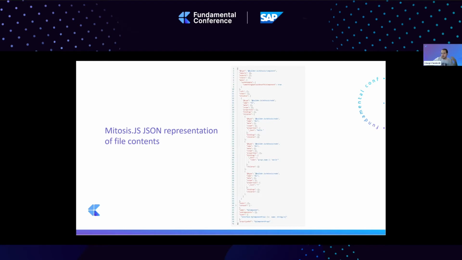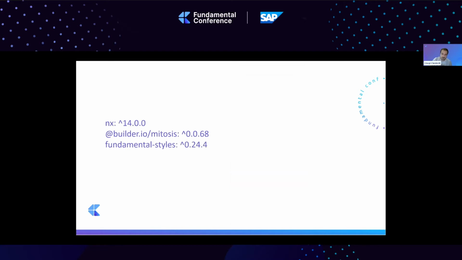So the thing with Mitosis is that it is a one-to-one representation. If you have one component, if you're using their compile command, it will only be bothered about compiling that particular component into your chosen target. So let's explore how that is done. And today I'll be using Nx and Mitosis.js and Fundamental Styles for getting up quickly.